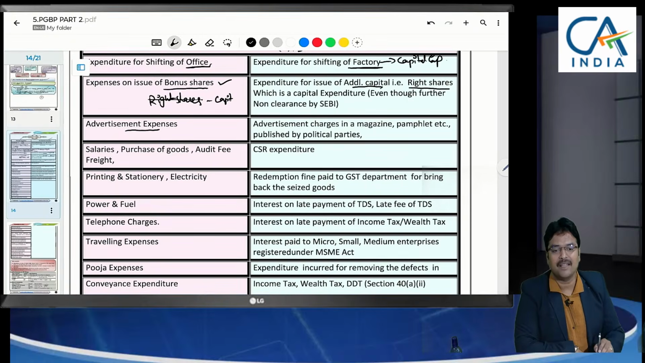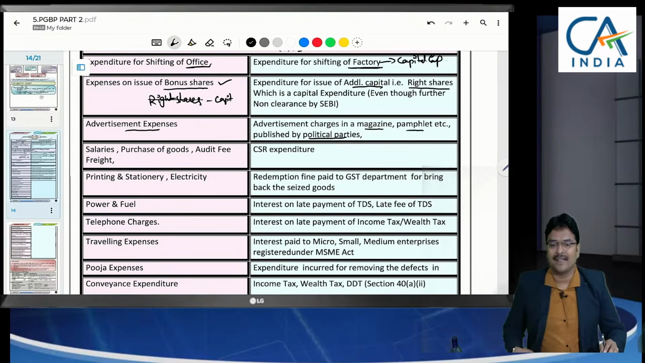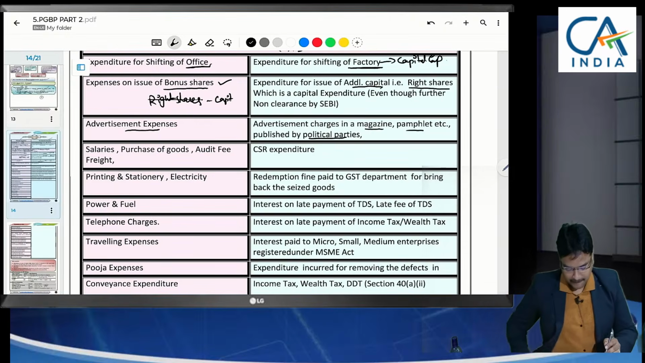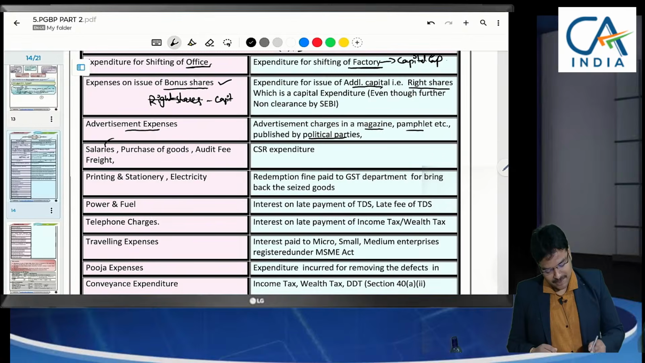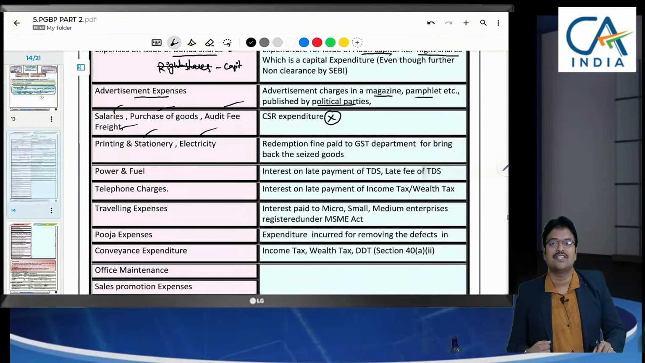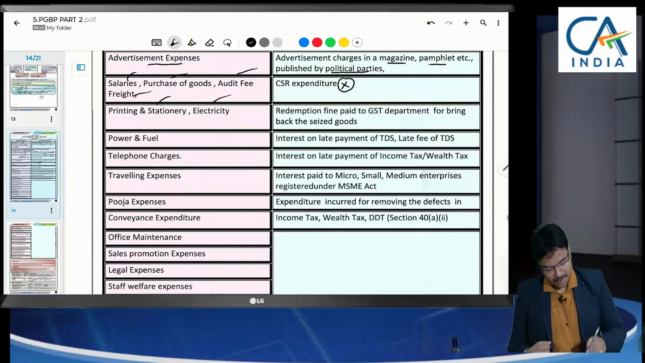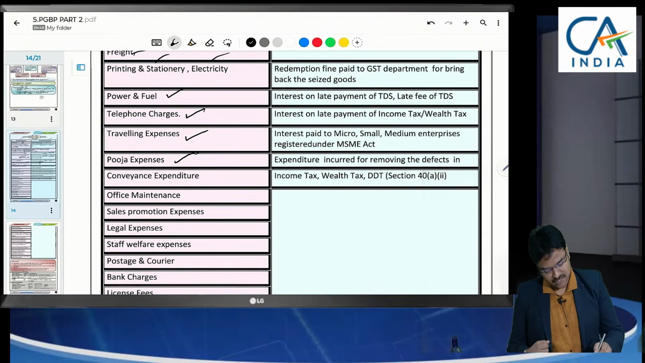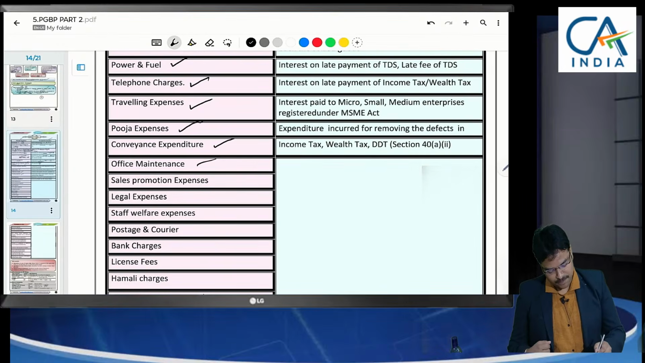Advertisement expenses can be claimed, but advertisement in magazine, pamphlet of political parties cannot be claimed. Salary expenses, purchase of goods, audit fees, freight can be claimed. CSR expenditure cannot be claimed. Printing and stationery, power bills, all these are general deduction, section 34. Power and fuel, telephone charges, travelling expenses, puja expenses, conveyance expenditure, office maintenance, sales promotion, legal expenses.